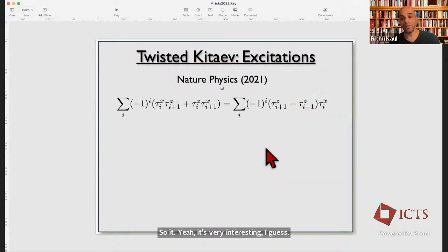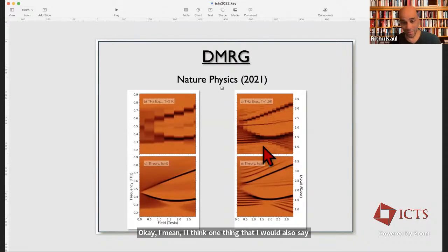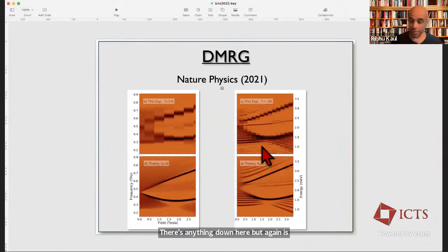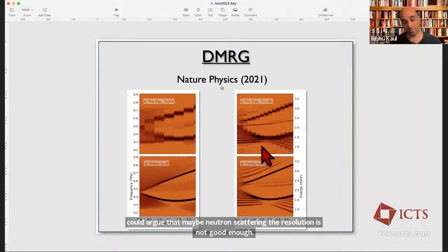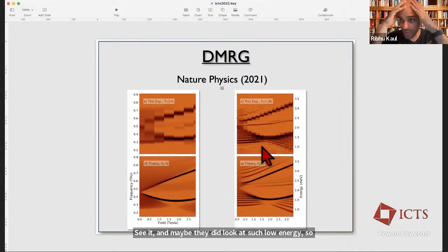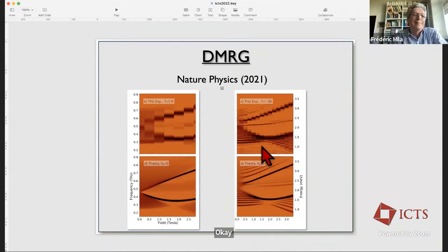Okay, I think one thing that I would also say is that there's no evidence that this happens in neutron scattering, that there's anything down here. But again, it is faint, and you could argue that maybe in neutron scattering the resolution is not good enough to see it, and maybe they didn't look at such low energy. So it could be something interesting, but I think our current take on it would be that it's noise. Okay, thank you.